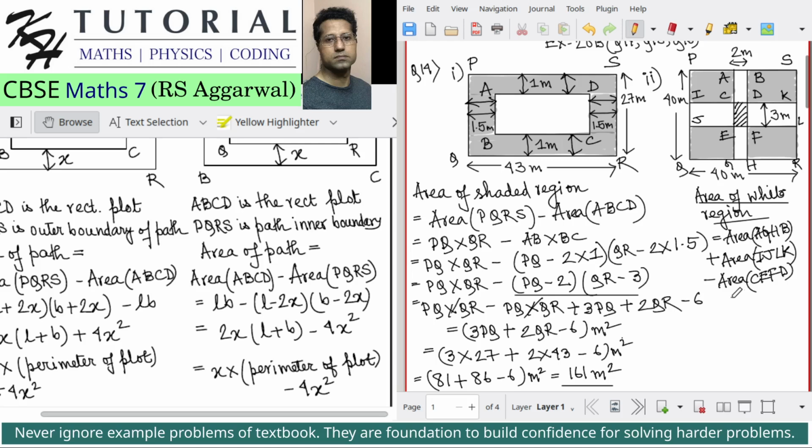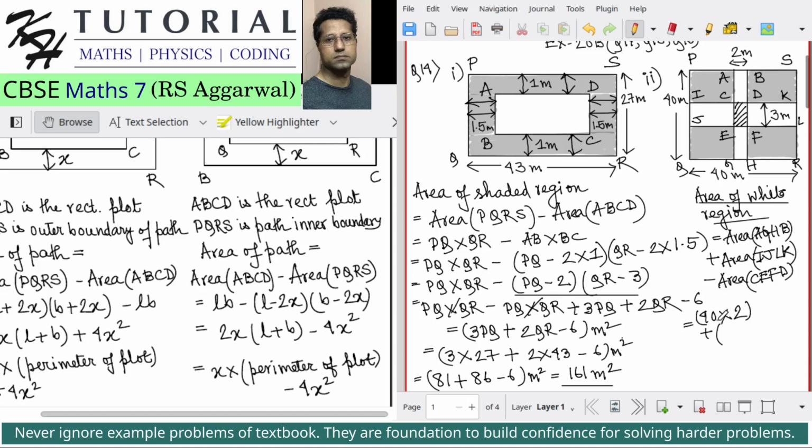Now what will be the value? What is the area of AGHB? Its length is the length of the square, so 40 multiplied by HB, and the width is 2 meter. Plus, what is the area of the rectangle IJLK, that is the white rectangle which is running horizontally?